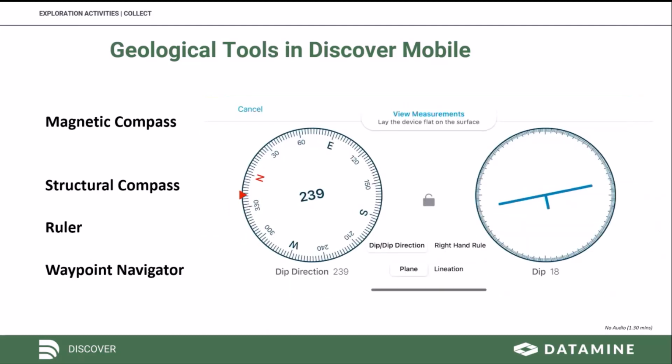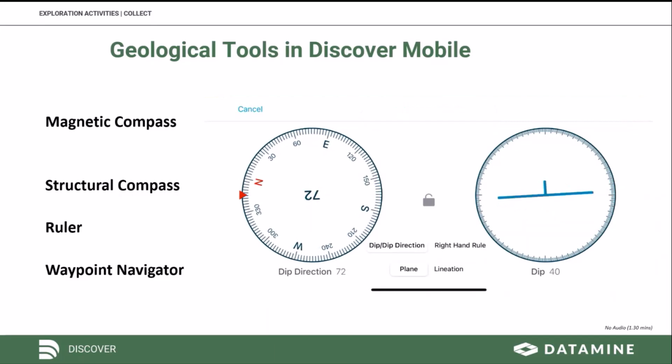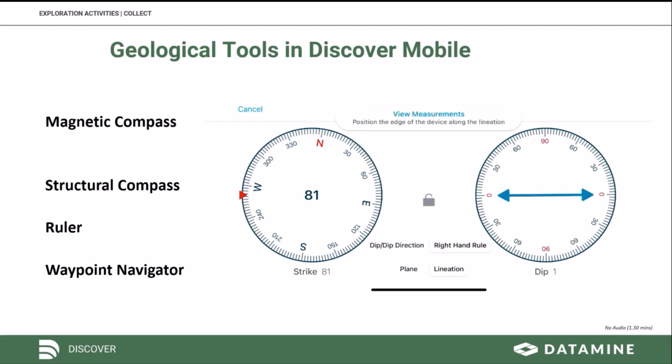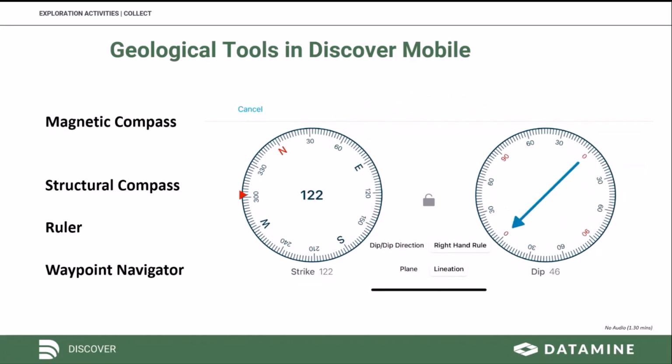We've got a structural compass, so if you want to take measurements, it doesn't necessarily have to be attached to a layer type. You can just use it as a structural compass. We've got the two different types, dip and dip direction, right-hand rule, and you can also do plane or lineation. So you can see there, you can do your plunges and all that sort of thing.